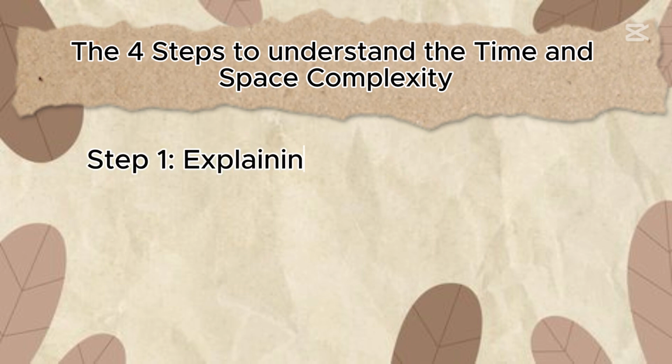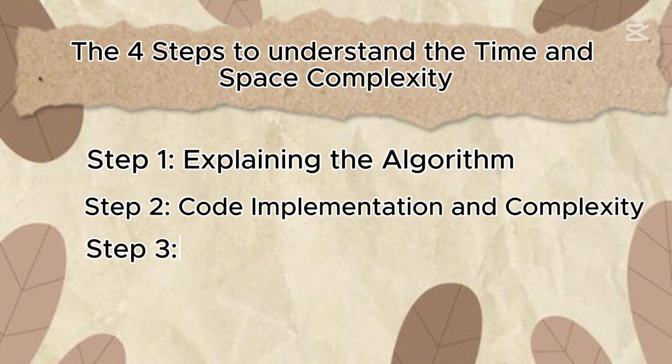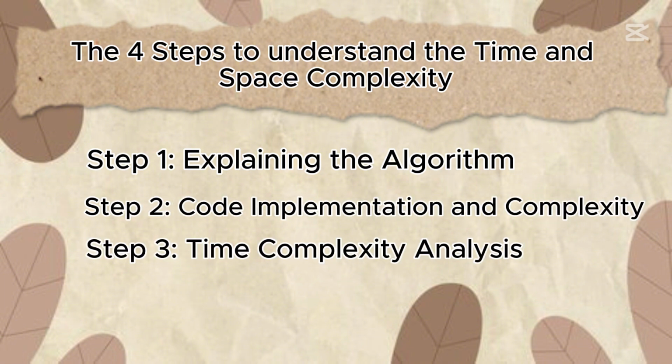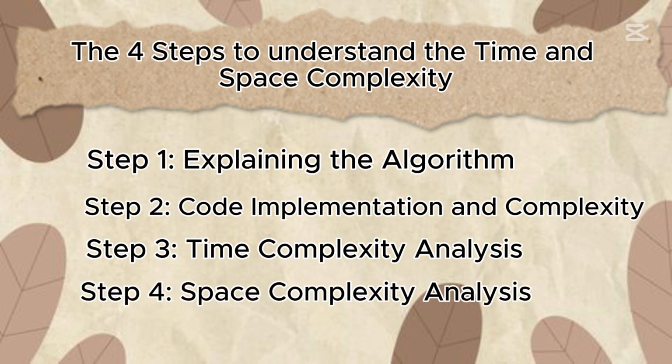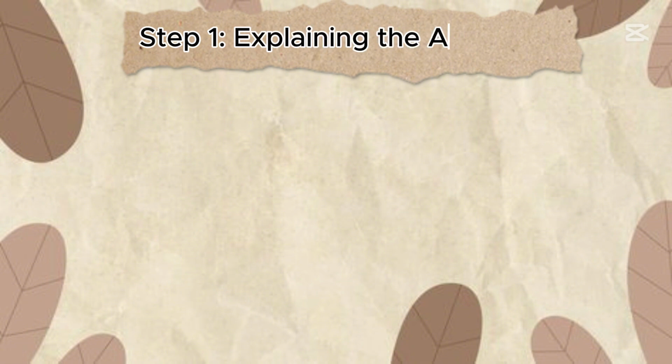Step 1, explaining the algorithm. Step 2, code implementation. Step 3, time complexity analysis. And lastly, step 4 is space complexity analysis. So step 1, explaining the algorithm.